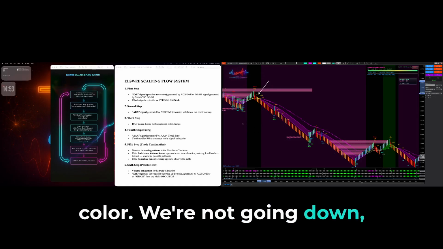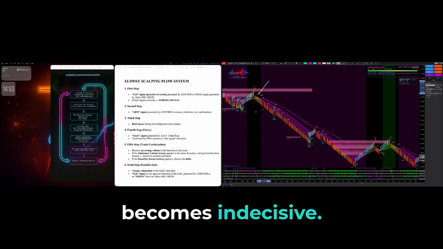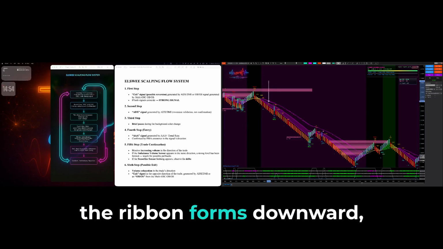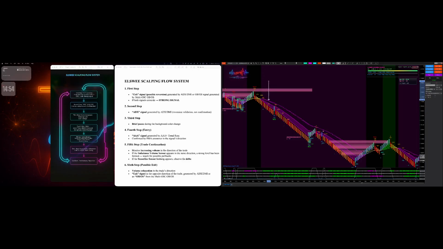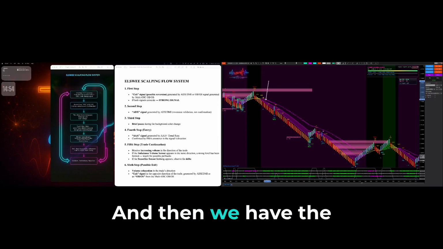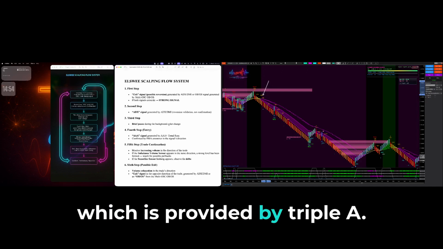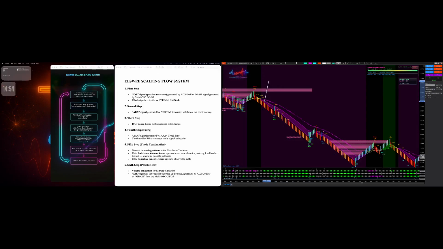We're not going down, it's not going down. The bottom becomes indecisive. We have the cross and the gem, and the ribbon forms downward, opening the moving averages, the gem. And then we have the entry signal, which is step number 4, which is provided by AAA. At this point is when the trade opens. And there it's a matter of following up.